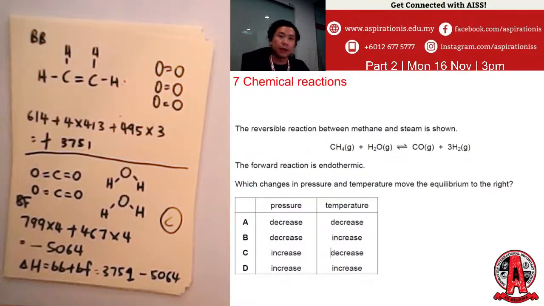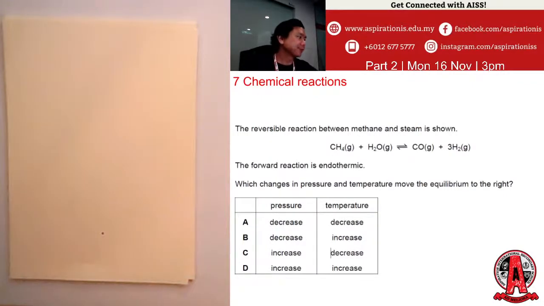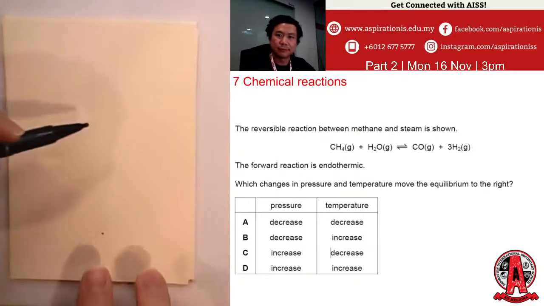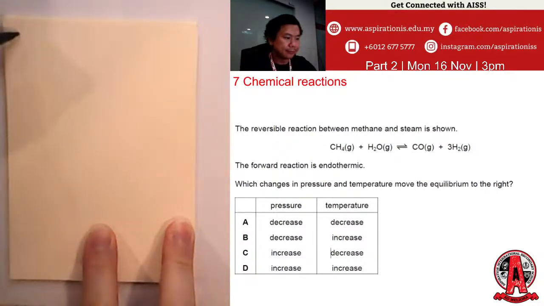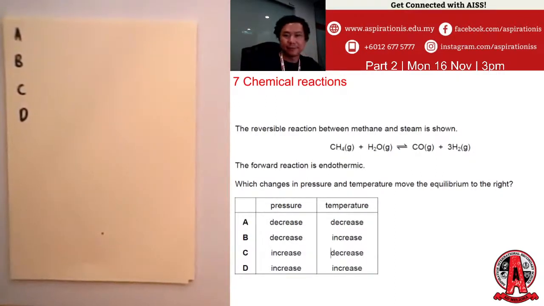Now we are going to the next topic, which is chemical reactions. Under this topic, you have your redox, your reversible reactions, and your rate of reaction. So come on, what do you think the answer is to this question? B, says Kenjin. Anyone support him? Wow, all the B's are coming.